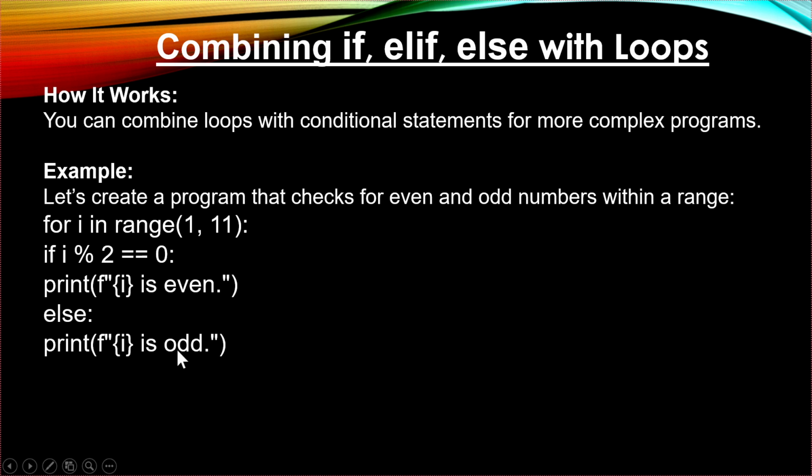It is saying that we are using the for loop for a range from 1 to 11, so the output will come from 1 to 10 only. This will count from 1 to 10 only. Then the if condition will be used: if i divided by 2 equals 0, meaning i is divisible by 2, which is an even number, print the function is even, else print the function is odd.